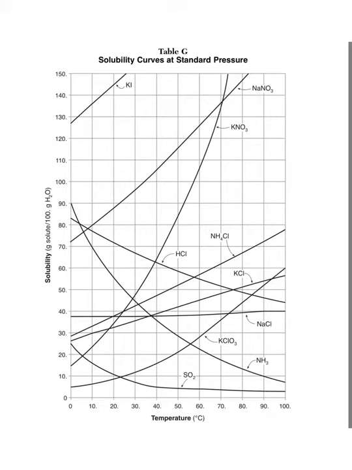Right, table G. How do I read table G? There's a whole bunch of lines here and a lot of stuff going on. So let's break it down. What this table does is it allows us to look at the solubility of individual salts in grams per 100 grams of water. So let's just look at one salt.